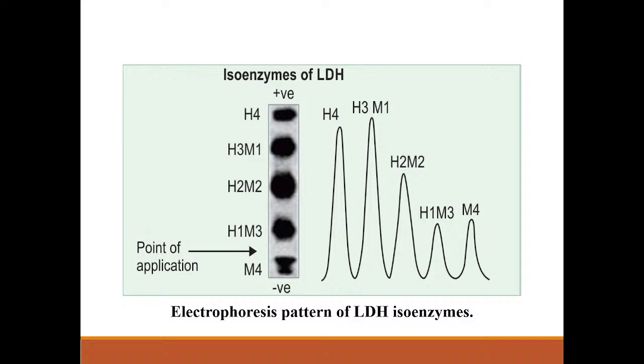So the point of application is in the negative part and it moves to the positive. What you understand from the point of application: the higher molecular weight will be near the point of application and the lower molecular weight will be moving away from it. This basic concept should be clear and you should not mix it up. Understood? This diagram you should draw properly, no mistake, because this is an important diagram. There should be no mistake in this diagram.